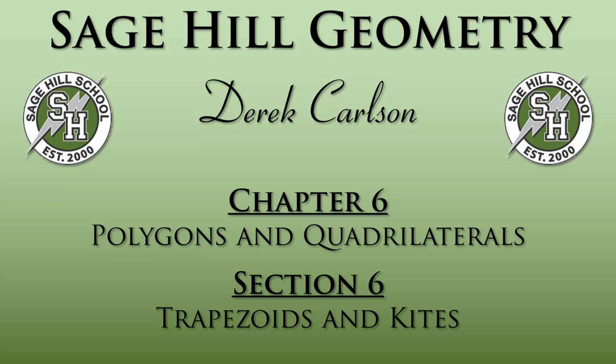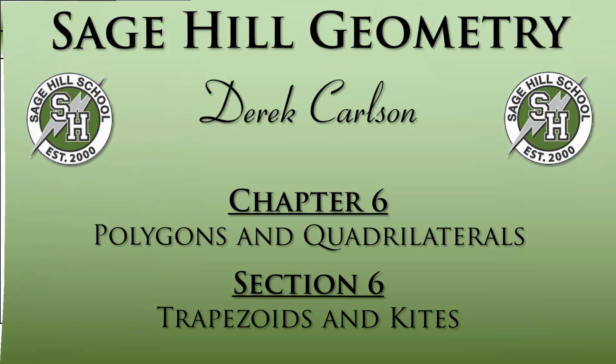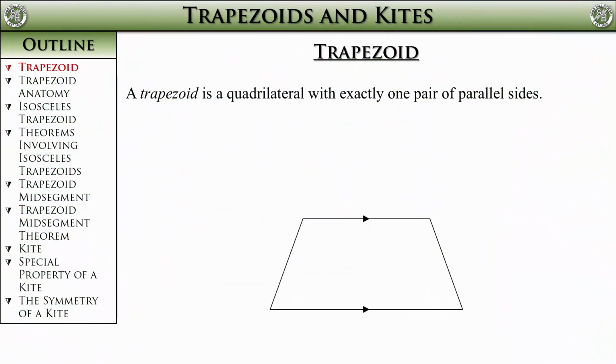Up until now, the special quadrilaterals we have been doing have been parallelograms. Section 6.6 covers trapezoids and kites, two special quadrilaterals which are not parallelograms. A trapezoid is a quadrilateral with exactly one pair of parallel sides. It looks like the shape I have drawn. Most of you have probably seen one before.